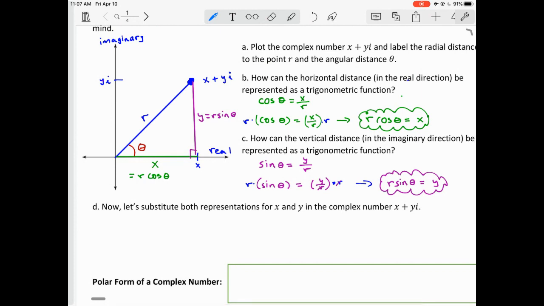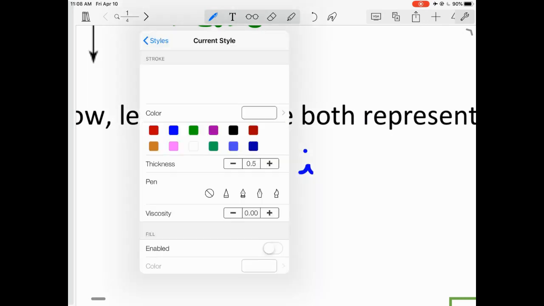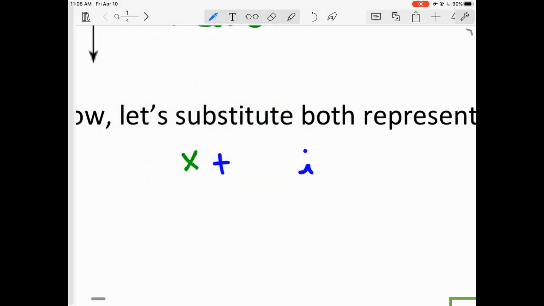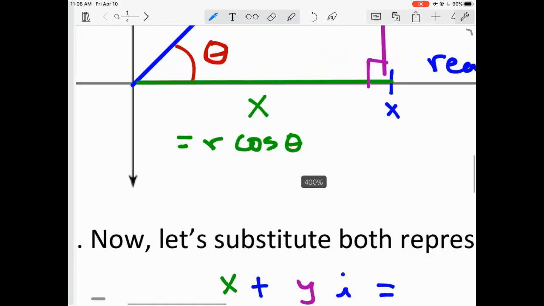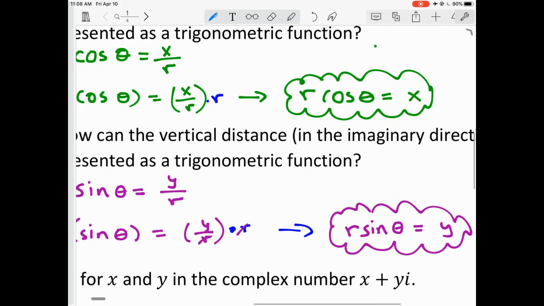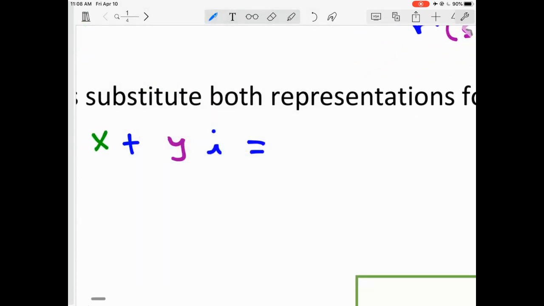So now we want to substitute both representations for x and y in the complex number x plus yi. So our complex number, x plus yi. Well, let's just substitute what we found. What we found for x was r cosine theta. We saw it up here as well, r cosine theta. So in place of x, we'll substitute that, r cosine theta.